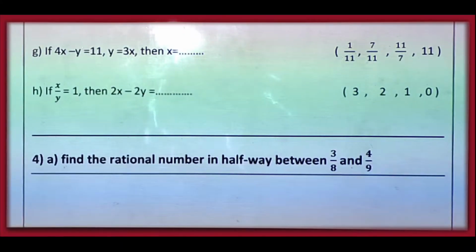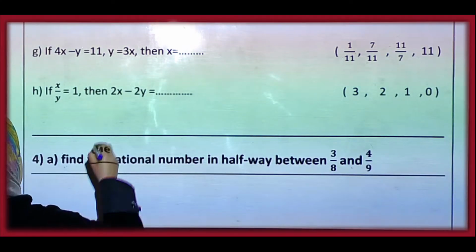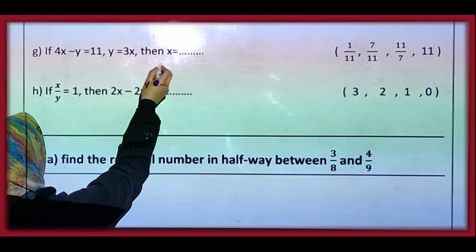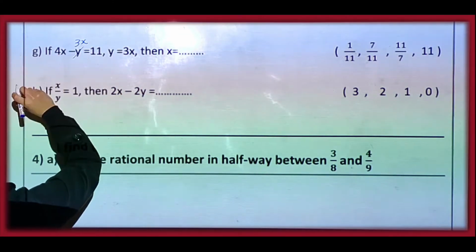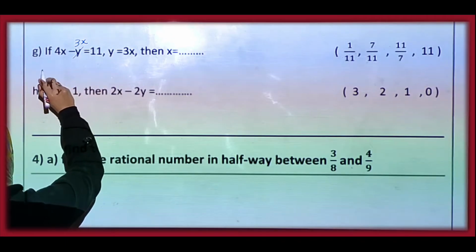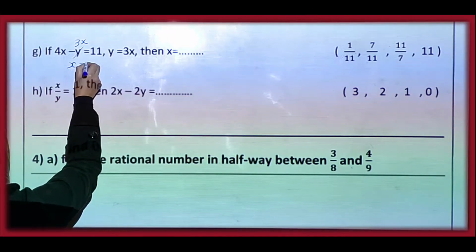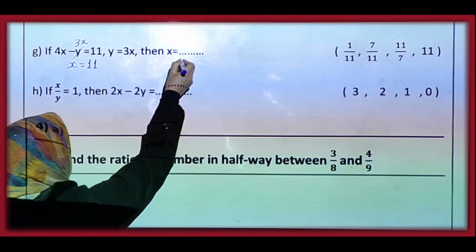Letter G, if 4x minus y equal 11 and y equal 3x, then find x. We can replace y with 3x. 4x minus 3x equal 1x, so x equal 11.